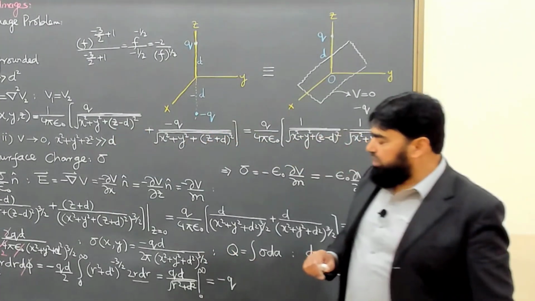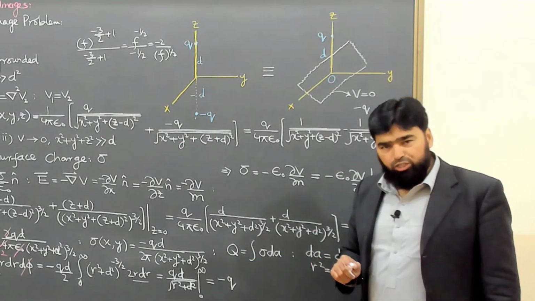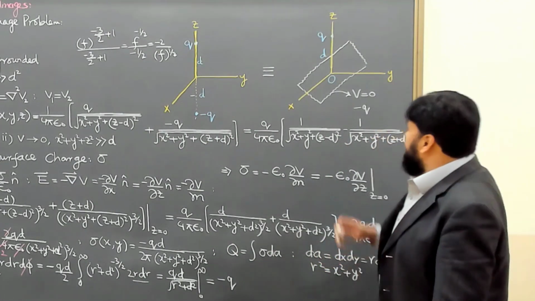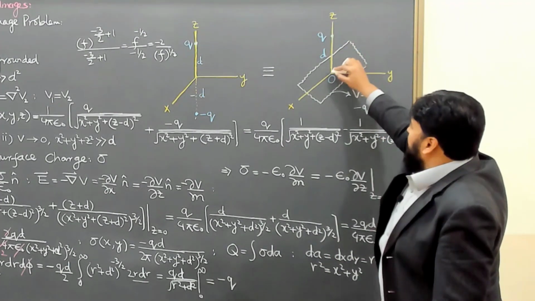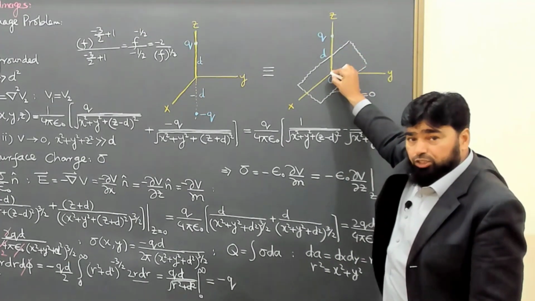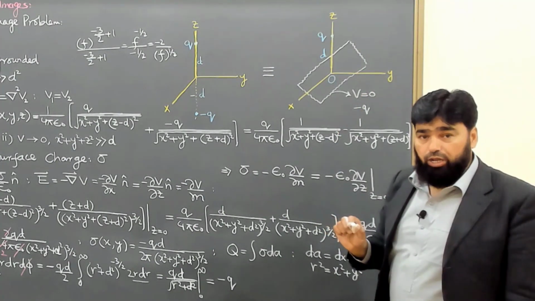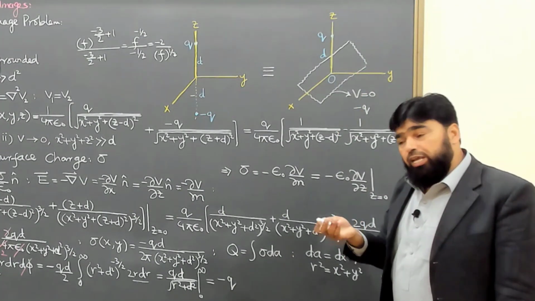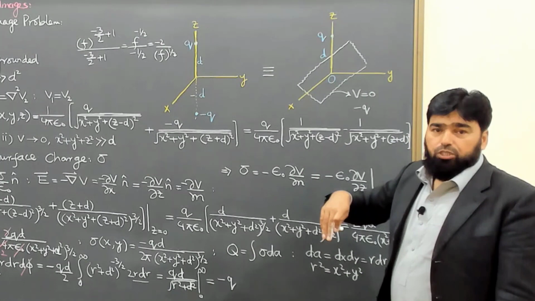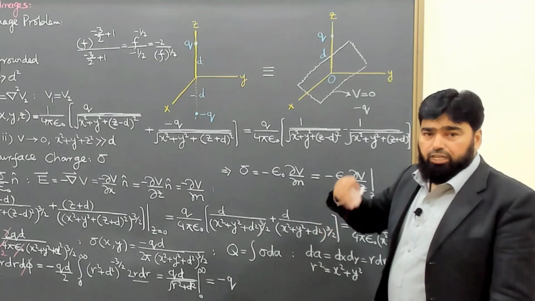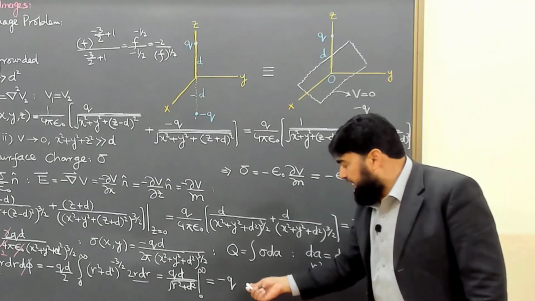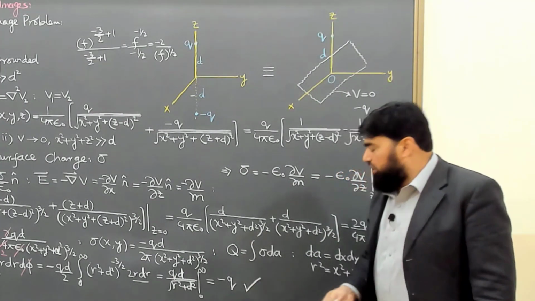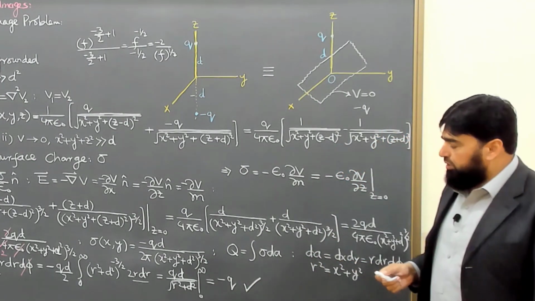And that is what we were expecting, that this charge induces an equal amount of charge but with opposite polarity. The induced charge is opposite to the source charge in polarity but with the same magnitude, and this is what we were trying to prove.